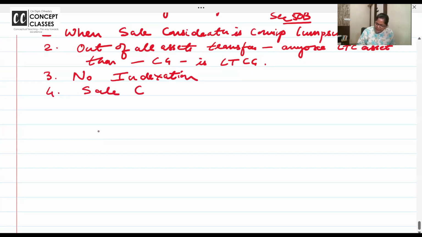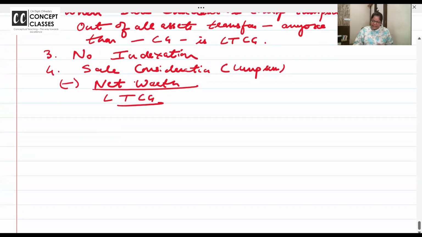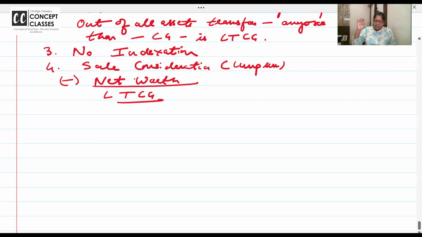How will you calculate? Write down sale consideration, what you are getting as lump sum. Sale consideration minus net worth will give you long-term capital gain, over and out. Now, most important point while solving the question.